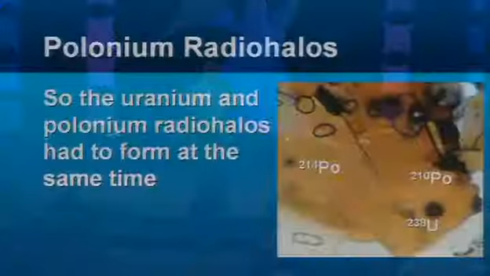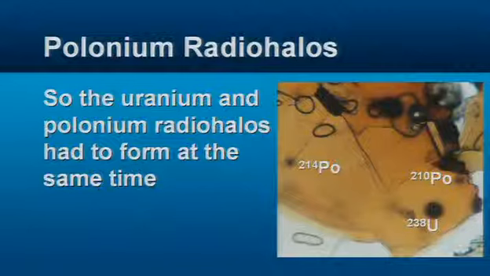So, next question. How do you get the polonium from the zircon crystal out beside in the biotite to produce the polonium radiohalo? That's the next difficult question to answer. But it does tell us that if the source of the polonium for the polonium radiohalos was in the zircon crystals, that means the uranium and polonium radiohalos had to form at the same time. And that's a very important lesson that we concluded on Tuesday night. Why is that? Because to get enough polonium to produce a polonium radiohalo at the same time as a uranium radiohalo, you have to get 100 million years worth of uranium decay in just a matter of minutes at the same time to produce the polonium radiohalo.